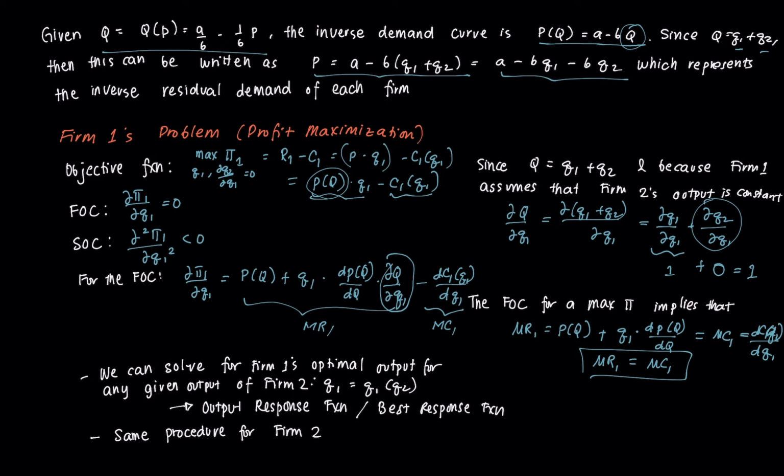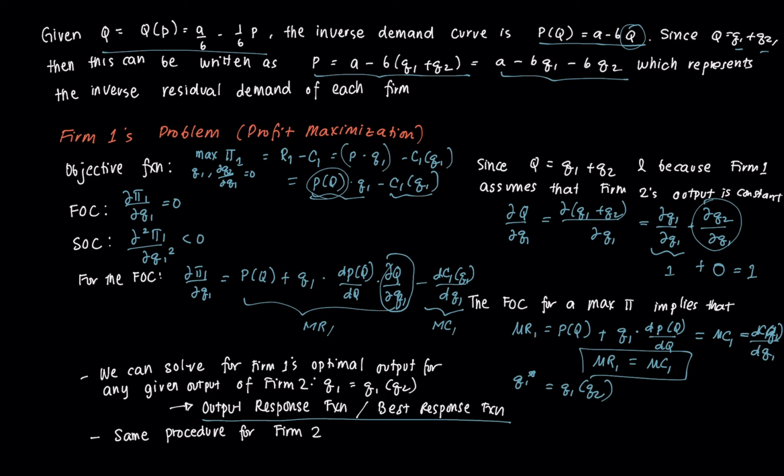So if you solve this FOC for firm 1's optimal amount, essentially solving for Q1 star, you're going to find that it's some function of Q2. This function is known as the firm's output response function, or best response function. It shows firm 1's best response, or profit-maximizing output, for any output Q2 chosen by firm 2, because they set their actions independently; they don't collude.